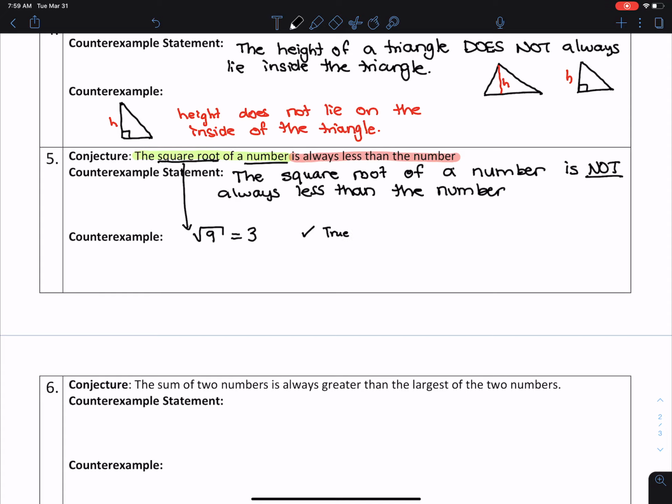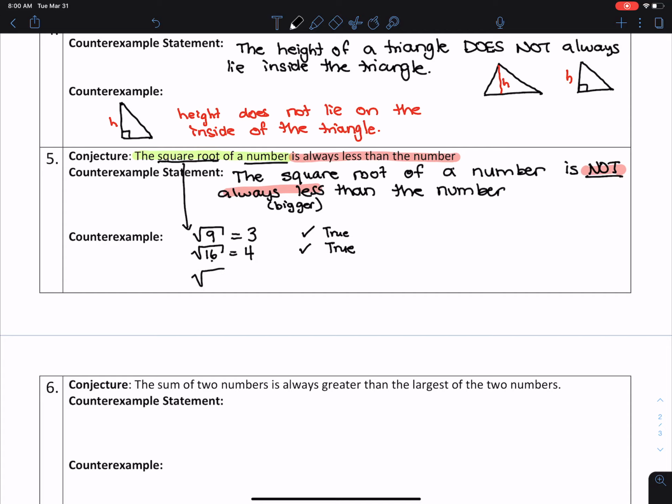I need to find one where, when I take the square root, it gives me an answer that's bigger than the original number, because the "not always less" would mean that it has to be bigger than the number that we started with. So let's look at another example. If I do the square root of 16, my answer is 4. The 16 is bigger than the 4, so the 4 is less than the 16, which is showing that my statement is true.